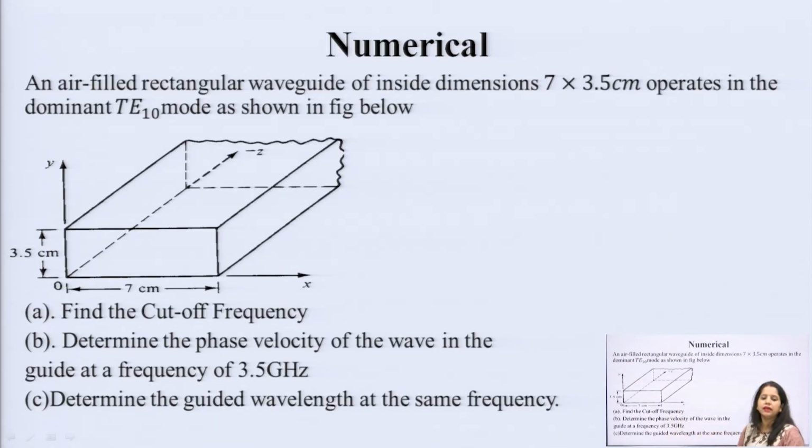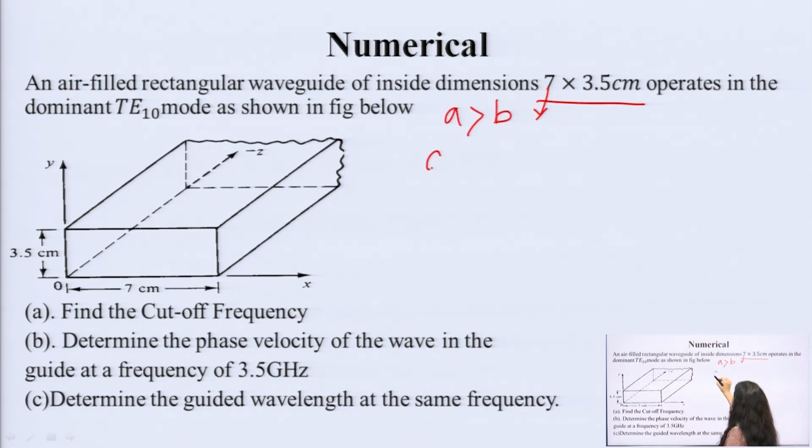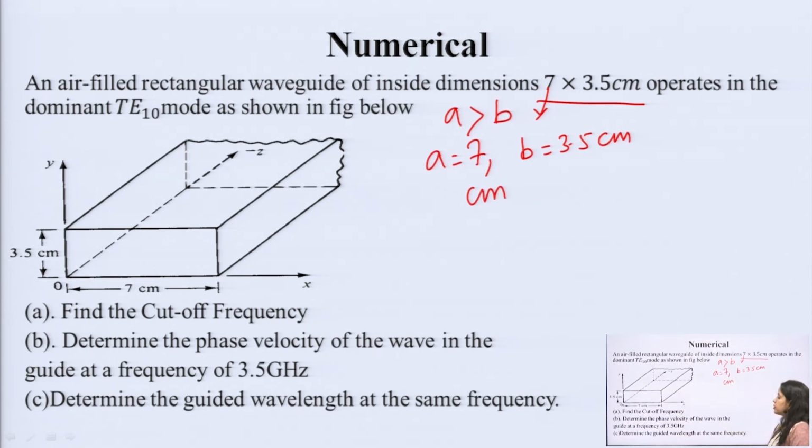Now, one numerical related to the waveguide. An air-filled rectangular waveguide of inside dimensions as given. We already noted that for the TE modes in the rectangular waveguide we have a greater than b, so here a is equal to 7 and b is equal to 3.5, both in centimeters. Now find the cutoff frequency, and determine the phase velocity of the wave in the guide at a frequency of 3.5 gigahertz.